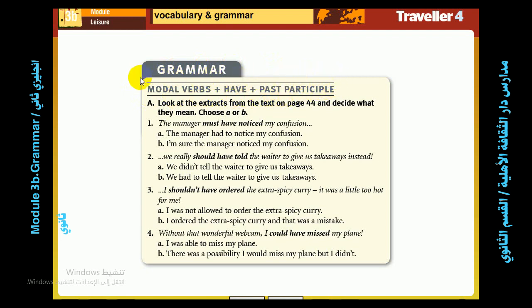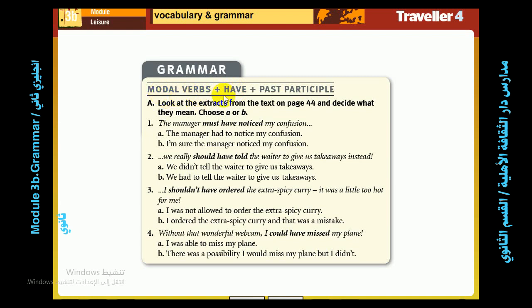First, I would like to remind you of something that you have studied before, which is modal verbs plus verb 1. For example, when I say to someone, you should go to the doctor, I am giving him advice at the present time. So I use the modal verb plus verb 1. But when I am talking about a past experience, I say you should have gone to the doctor. This means I'm giving him advice, but about a past action.